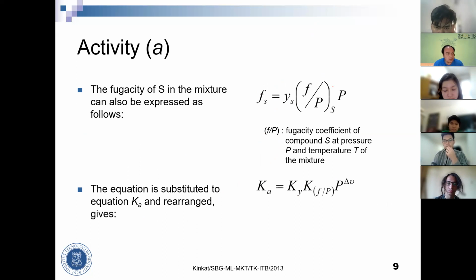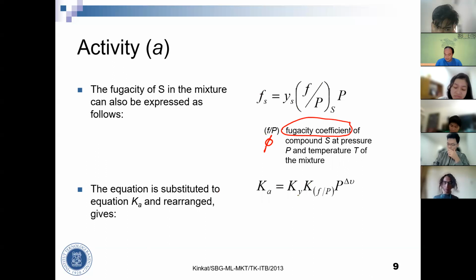The evaluation of fugacity is quite difficult. What we can evaluate is the fugacity coefficient. The fugacity coefficient is the comparison between the actual fugacity divided by the pressure condition. Now we call it the fugacity coefficient. Usually the notation is this.